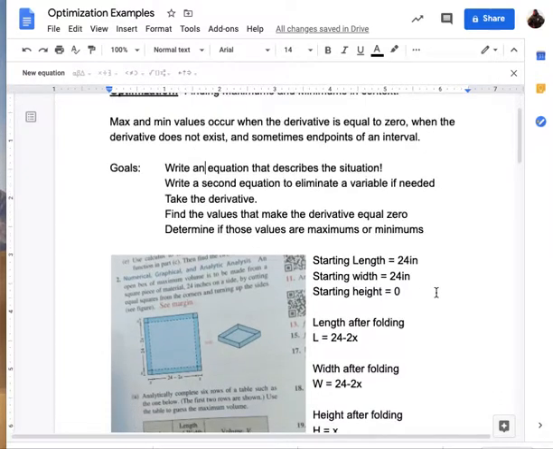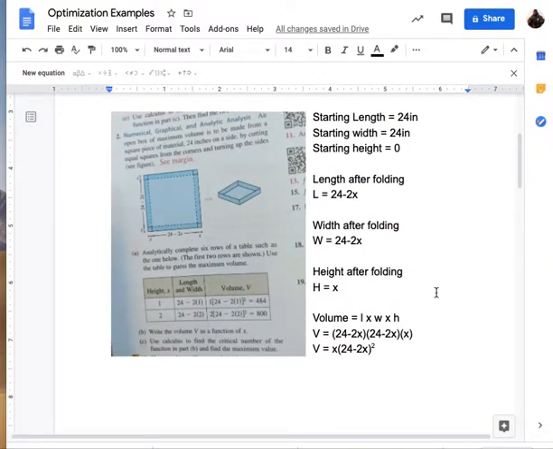So this problem out of the textbook, question number 2: an open top box of maximum volume is to be made from a square piece of material 24 inches on a side by cutting equal squares from the corners and turning or folding up the sides. So we've got a square piece of material, let's call it cardboard, and we're going to cut the corners out of it, some unknown amount, and then we're going to fold the sides up to create this now three-dimensional figure.